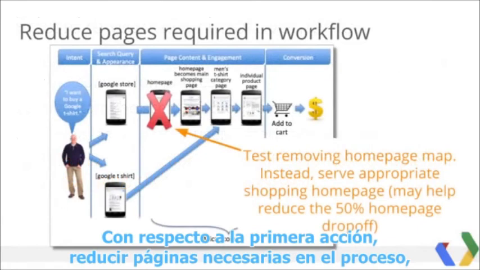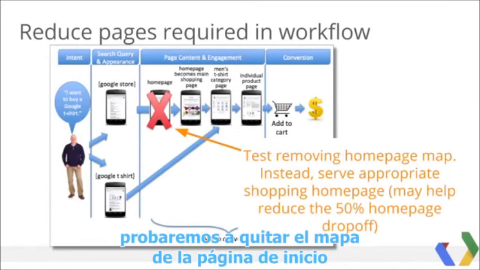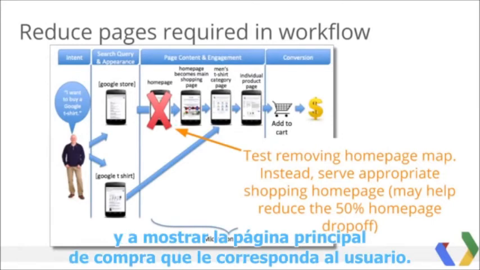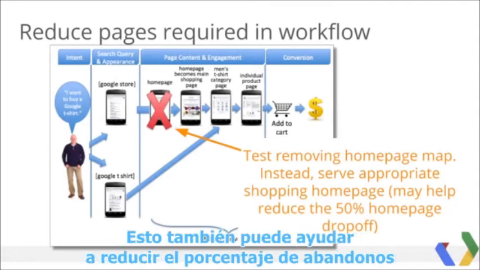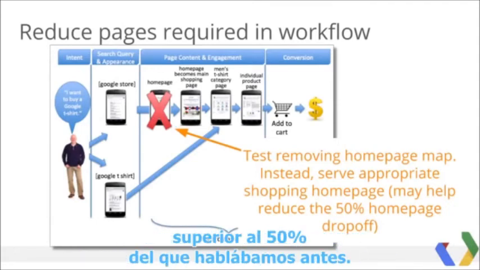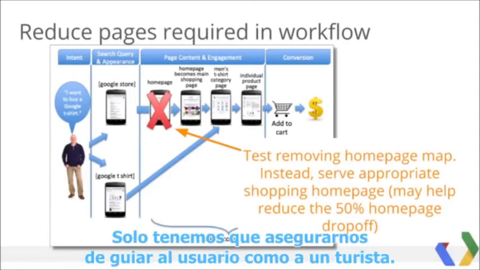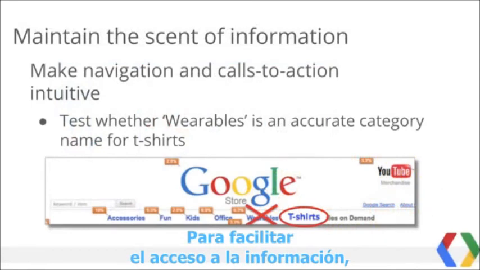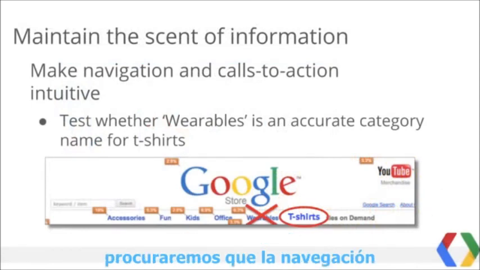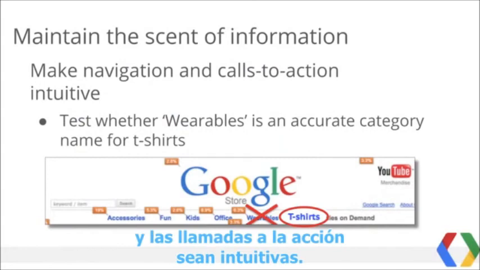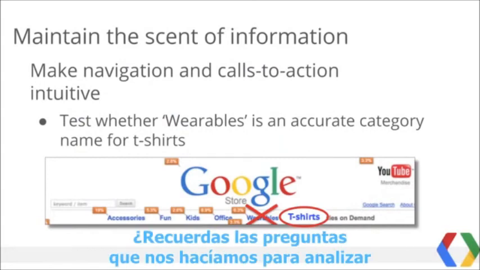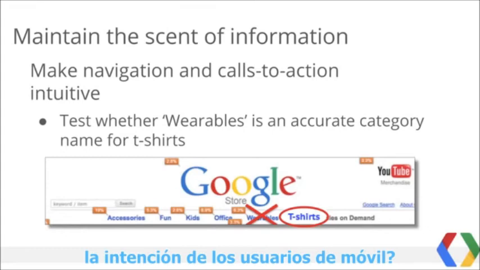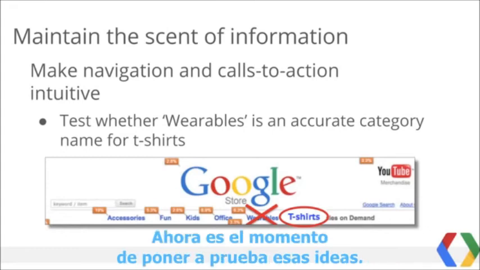With the first action, reducing the number of pages required in the workflow, I can test removing the homepage map and displaying, based on the user, the appropriate main shopping page. This may also help reduce the over 50% homepage drop-off we saw earlier. We just need to make sure to provide that tourist experience. To maintain information scent, we'll strive to make the navigation and the calls to action intuitive. Remember the questions we asked while researching the mobile user's intent? Now it's time to test those ideas.